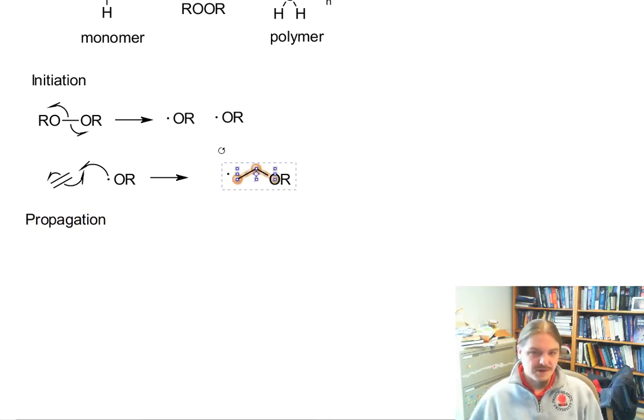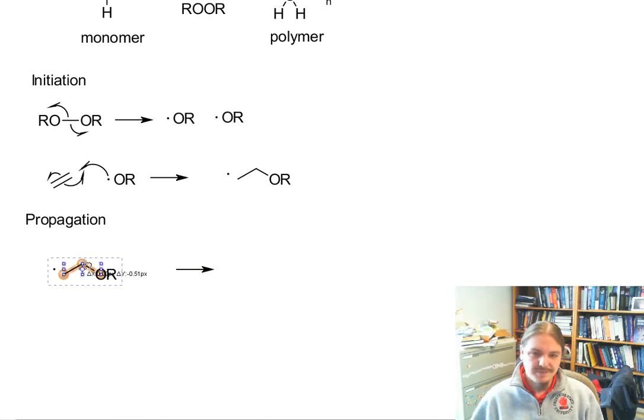Propagation step for radical polymerization is really simple. There is, in fact, only one propagation step. Well, there are lots of propagation steps, but there's really only one kind of thing that's going on here. That propagation step involves our chain as it is growing with a radical at the end of it.